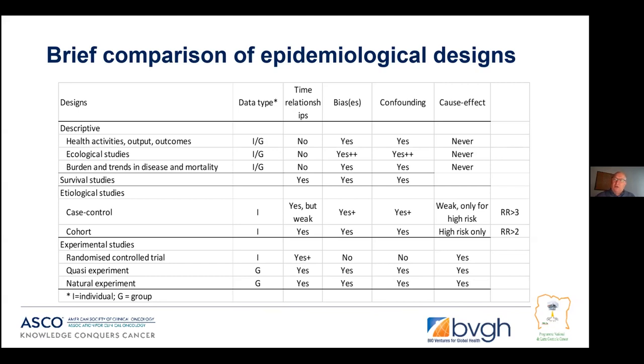You need to have a loss ratio, a relative risk, greater than three to say that you probably have something that can point to a cause-effect relationship. For cohort studies, you need at least two. Below these numbers, in the range of 1.2, 1.3, 1.5, you should be extremely careful with these observational studies.